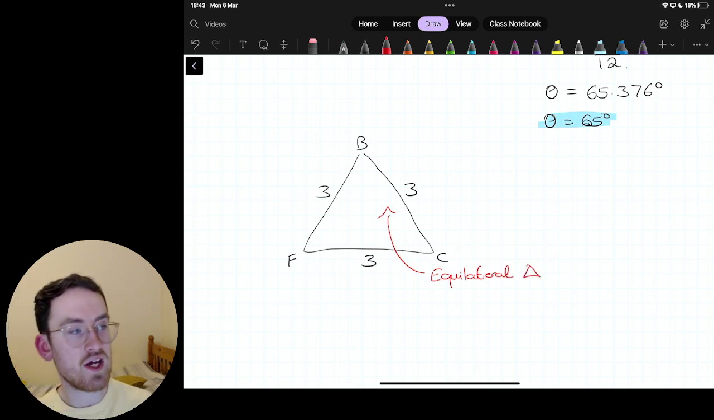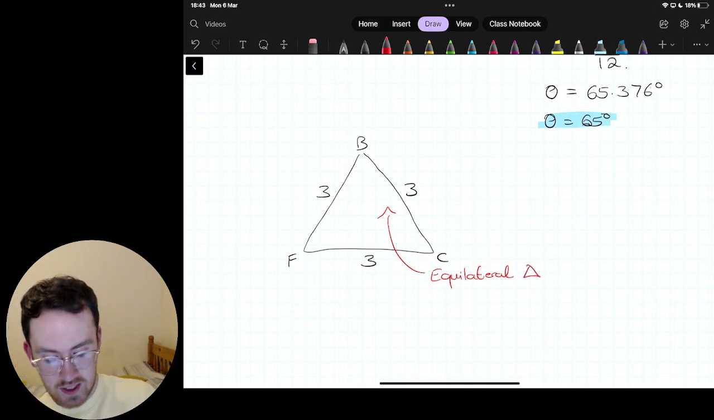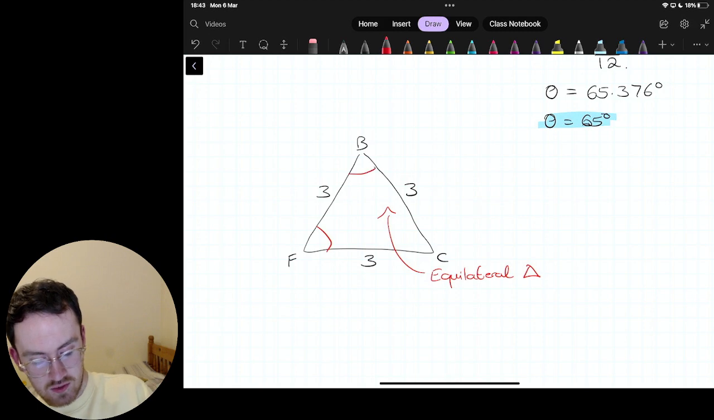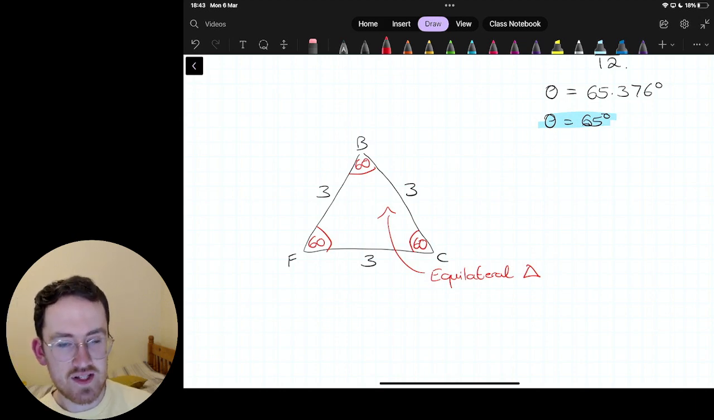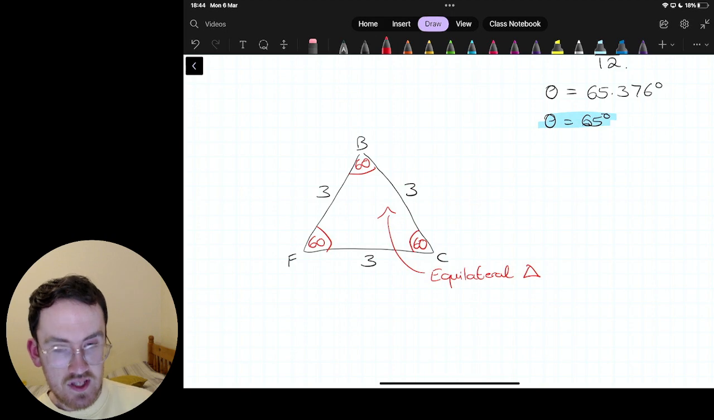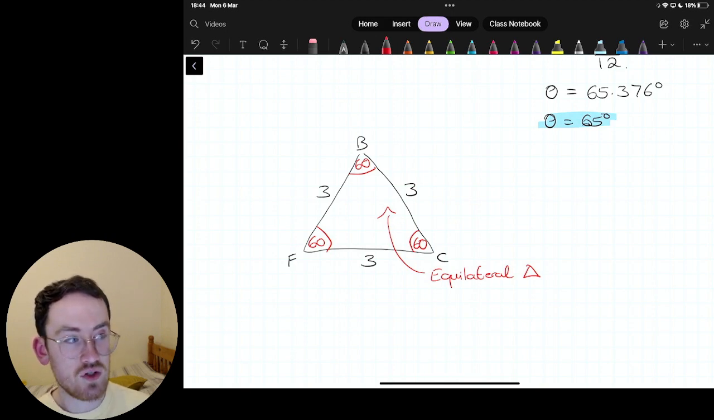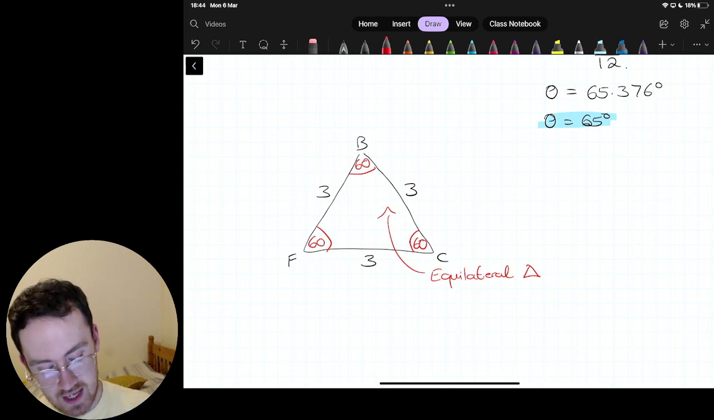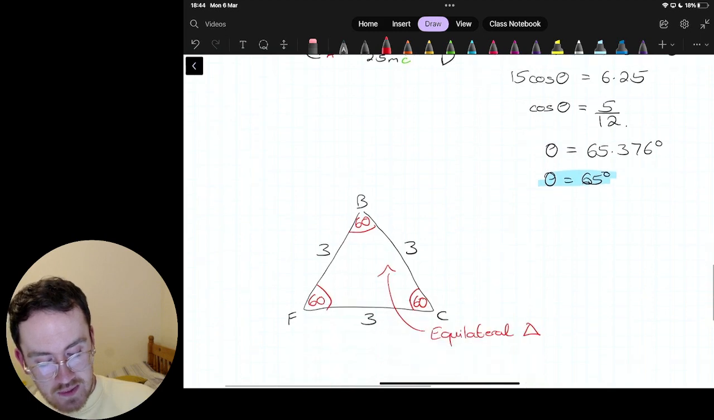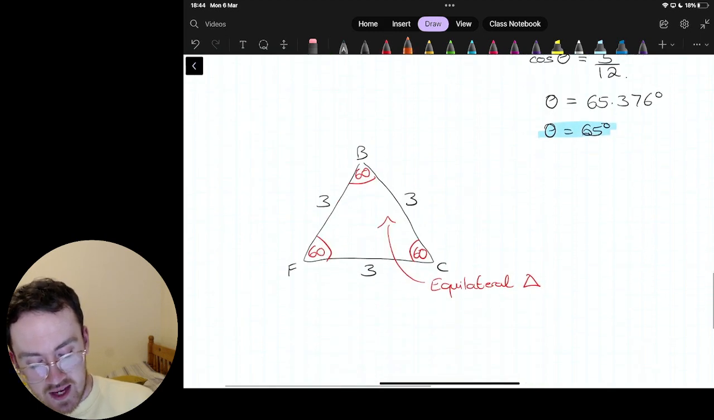What we should know about an equilateral triangle is that the three angles are all the same and they're all 60 degrees. So in an equilateral triangle, all sides are the same and all angles are the same. That saves some time for us, as it gives us one of the angles without us having to work it out. If we worked it out, we'd get to the same answer again. But this means we can now use this in finding the area.